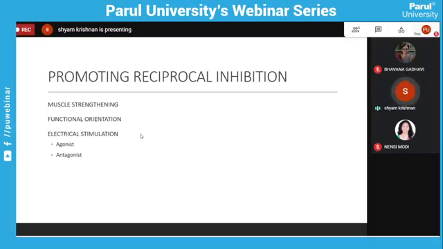Now the third one is an area which is still under dispute, electrical stimulation.